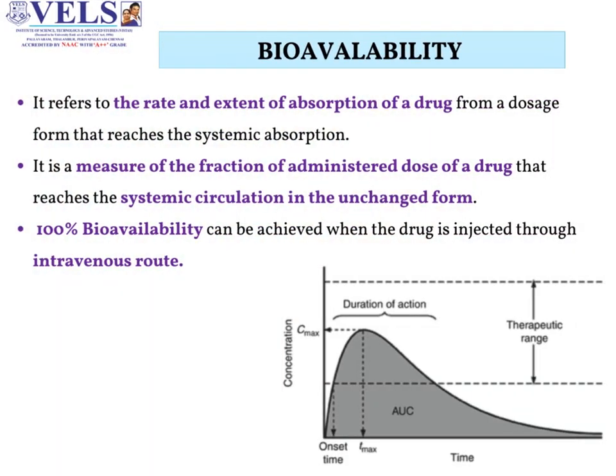The two important factors involved in the measurement of drug absorption are bioavailability and bioequivalence. First, we will discuss bioavailability. It refers to the rate and extent of absorption of the drug from a dosage form that reaches the systemic circulation. It is also a measurement of the fraction of the administered dose of the drug that reaches the systemic circulation in an unchanged form. Usually, 100% bioavailability can be achieved only when the drug is given through the intravenous route.